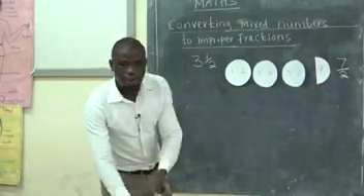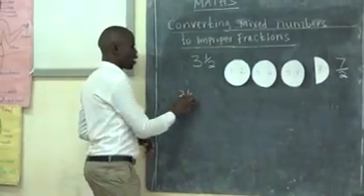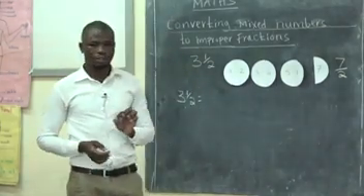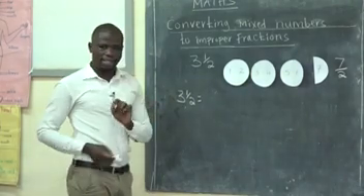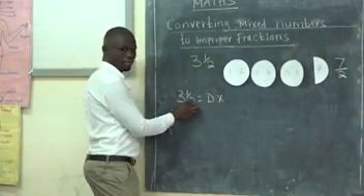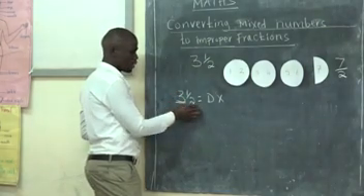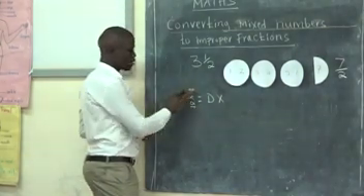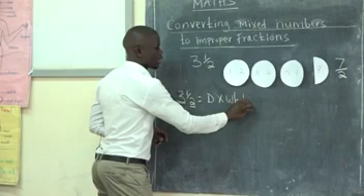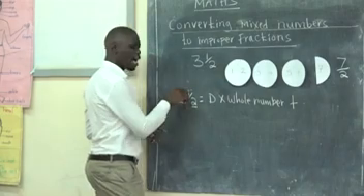Now, how do you do this in your books? Or how do you calculate this? We have 3 1/2. We want to convert it into an improper fraction. How do we do it? It's very easy. We are going to take the denominator times the whole number, plus we add the numerator. This is a whole number, this is a denominator, and this is a numerator.